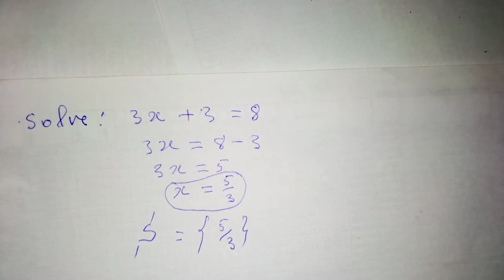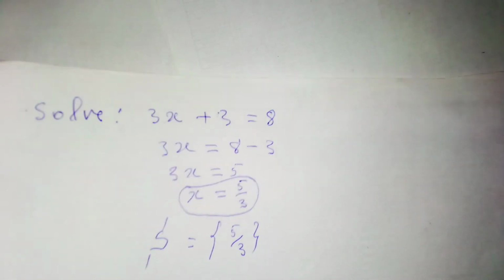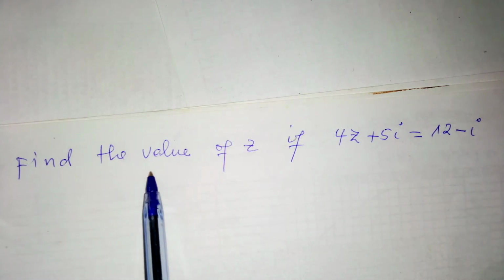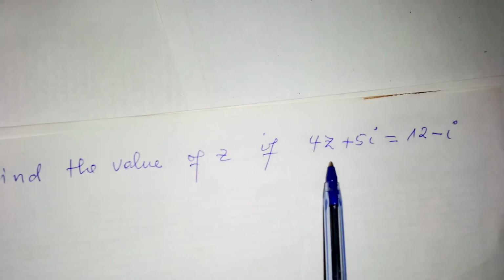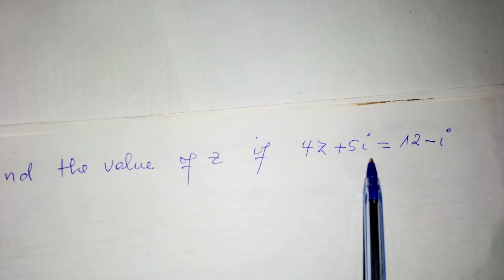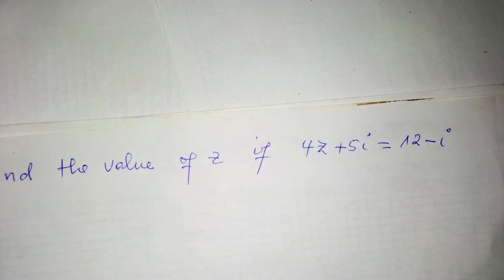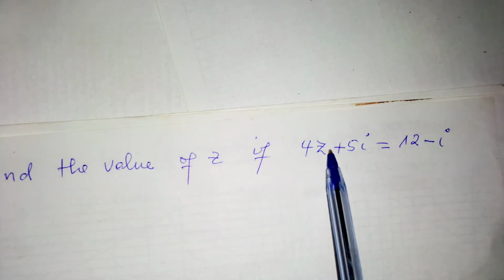So, in complex numbers, we can also have an equation of the first degree, to mean the highest power is 1. Let's look at how to solve such questions. For instance, we are asked to find the value of z if 4z plus 5i is equal to 12 minus i. This is an equation in complex numbers, and we need to find an unknown variable z.